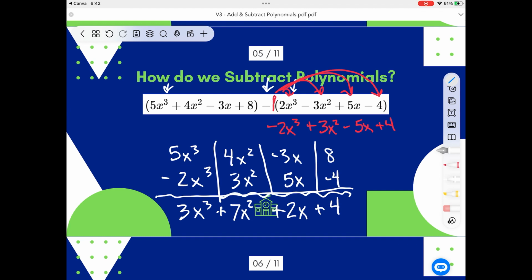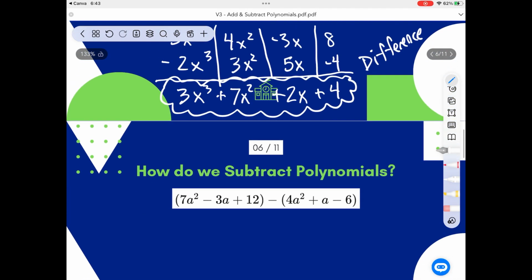This would be our result, and we would call this the difference between the original two polynomials. The word difference means that we are subtracting the two to see what the difference is, the value in between each one. Okay, so the difference between the original polynomials was 3x cubed plus 7x squared plus 2x plus 4.